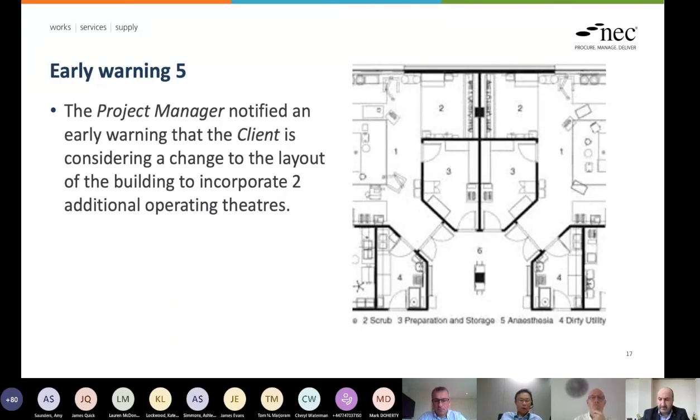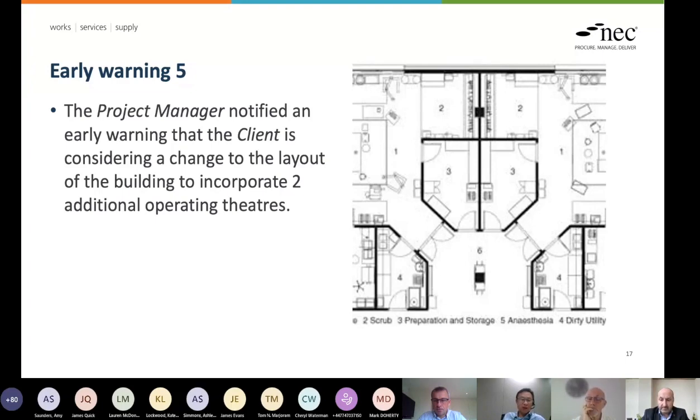So the next early warning: in response to the anticipated increasing demand for the surgery service in the next 5 years or so, the hospital management has decided to investigate whether it is feasible to change the client's requirement to cope with the upcoming service demand. In particular, they are considering changing the layout of the hospital building in order to accommodate two extra operating theaters. And we have been instructed by the client to follow up this potential design issue.